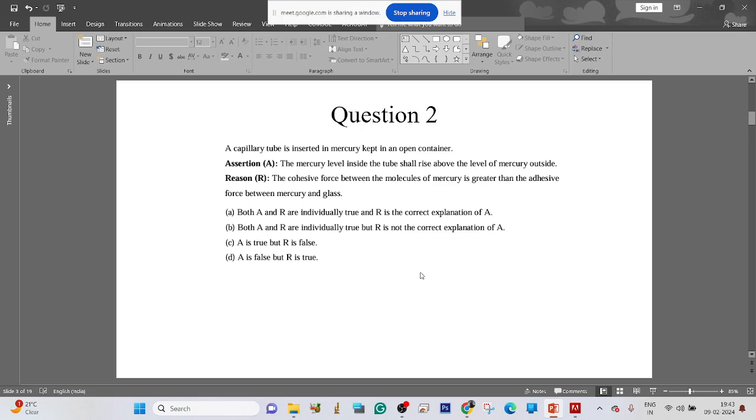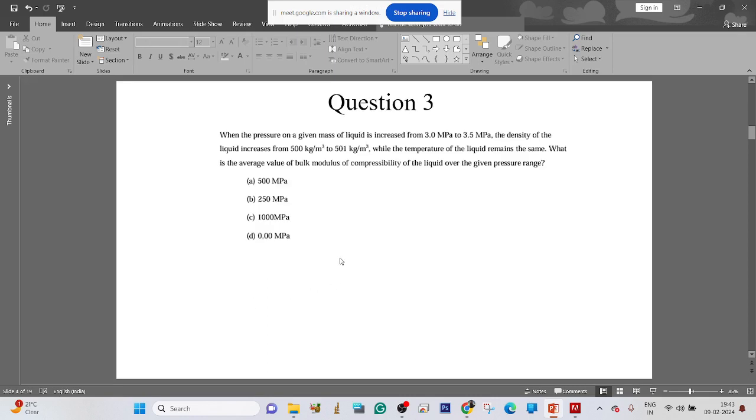Tell me. A is false, R is true. Yeah, correct. So as we told you, this is the mercury, and if this is the outer layer, it will be depressed, not rise. So capillary rise won't take place, the depression will take place. So this is done. Now let's move to question number 3.